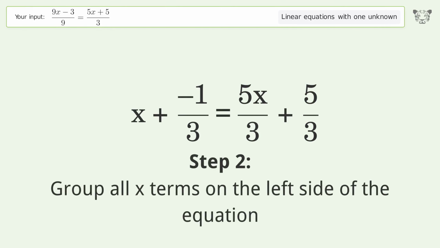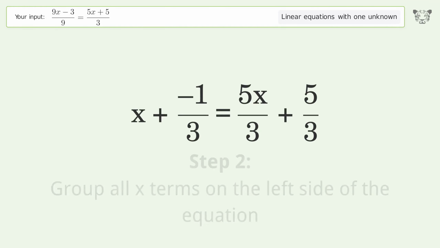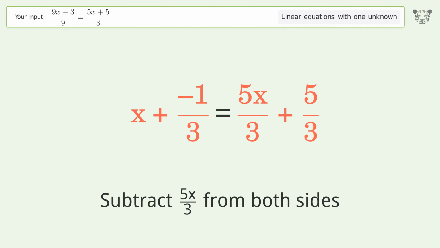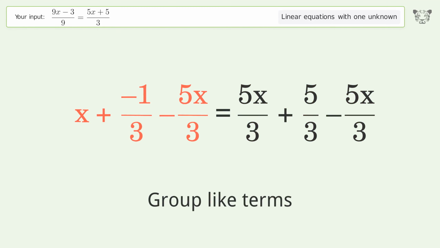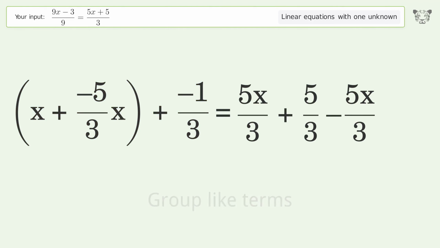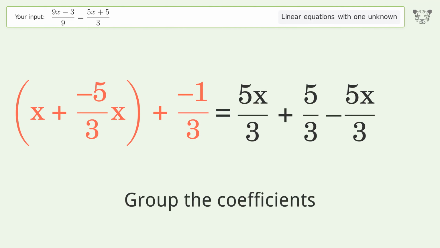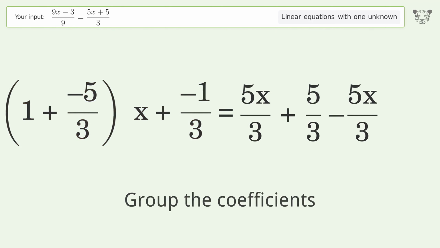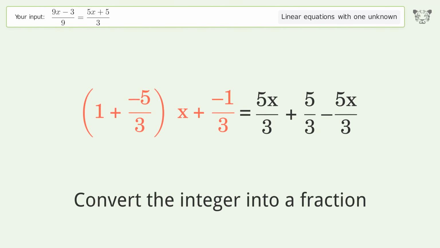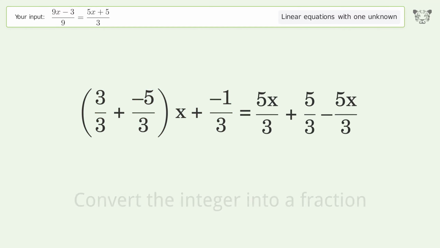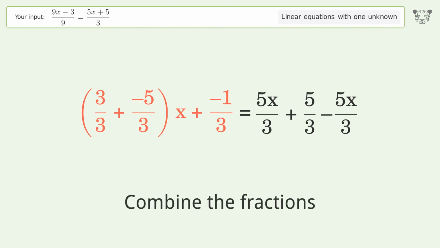Group all x terms on the left side of the equation. Subtract 5x/3 from both sides. Group like terms. Group the coefficients. Convert the integer into a fraction. Combine the fractions.